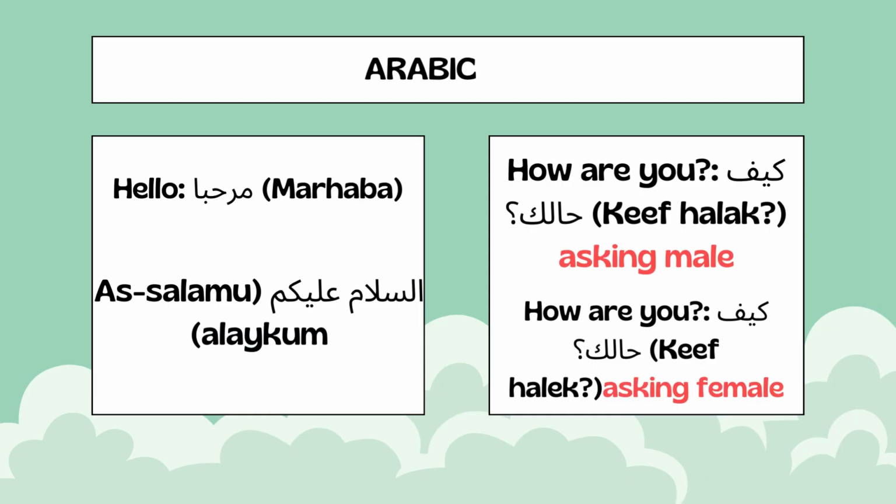To say hello in Arabic, you would say marhaba, marhaba. Now repeat after me. Marhaba, marhaba. You can also say assalamu alaykum, assalamu alaykum. Now repeat after me. Assalamu alaykum, assalamu alaykum.